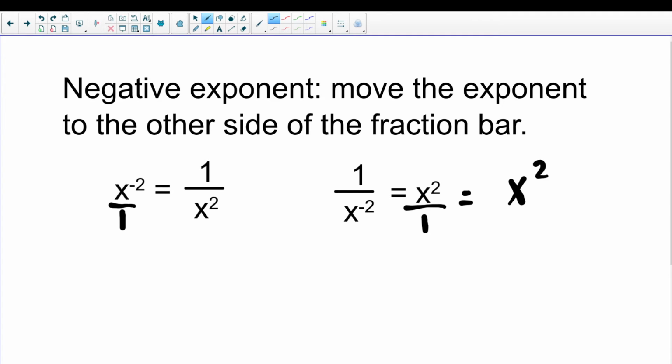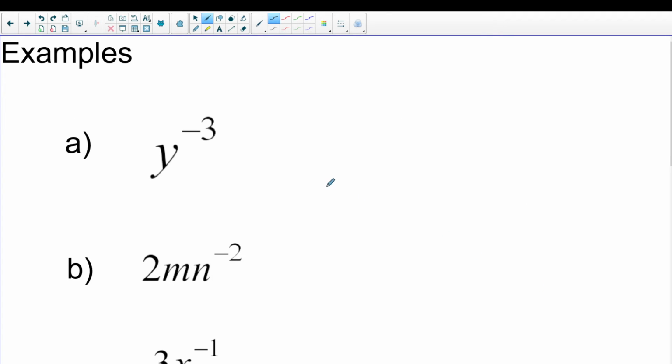Okay, let's take a look at some examples of this. So here we have y to the negative 3 power. This is the same as 1 over y to the third power. I would turn this into a fraction, and I would just flip that fraction over.